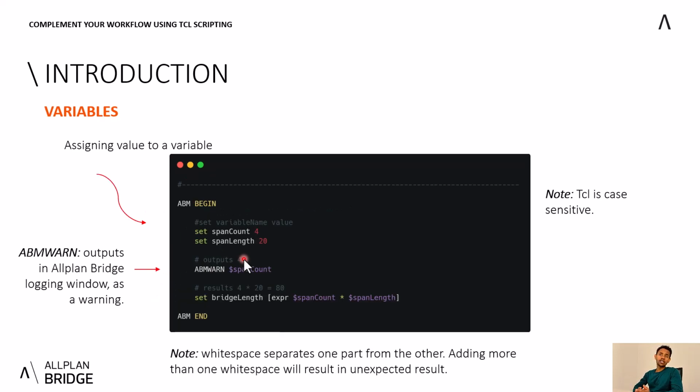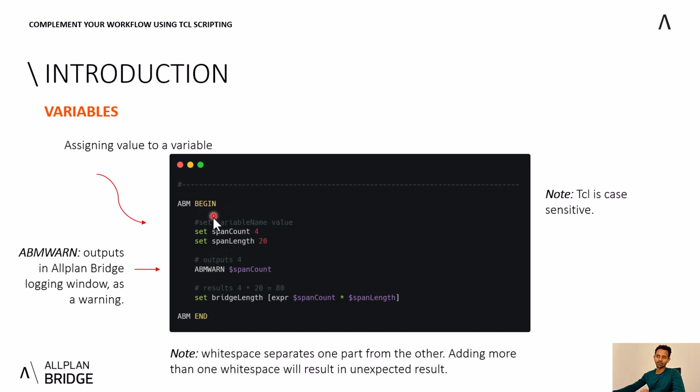We're going to quickly jump into different topics inside the core of TCL. The first one is the variables, and then we will move on to others like data types and so on. Because we want to execute this in the Allplan Bridge engine, we have ABM begin and ABM end, and what we write inside is going to be shown in Allplan Bridge.